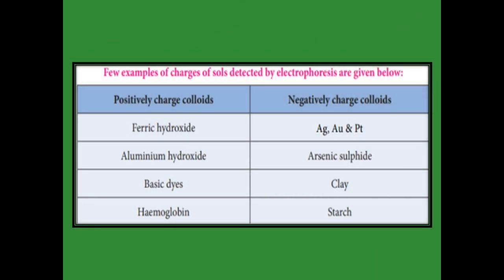Here we are going to see some examples of the sol particles and what charges they possess, as shown by electrophoresis. Positively charged colloids are ferric hydroxide, aluminum hydroxide, some basic dyes, and hemoglobin. From electrophoresis, the negatively charged colloids are silver colloid, gold colloid, platinum colloid, arsenic sulfide colloid, clay, and starch. So these are all negatively charged colloids.